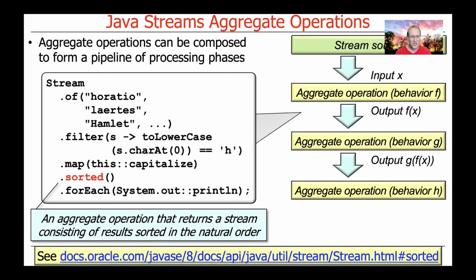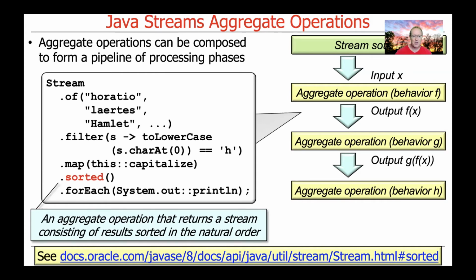The next operation is sorted. After we get done mapping everything to canonical capitalization, it goes through sorted and it arranges it, in this case, in ascending order. You can also sort it in descending order if you want to, and do other kinds of processing as well. But in this particular case, we're going to sort it in ascending order.